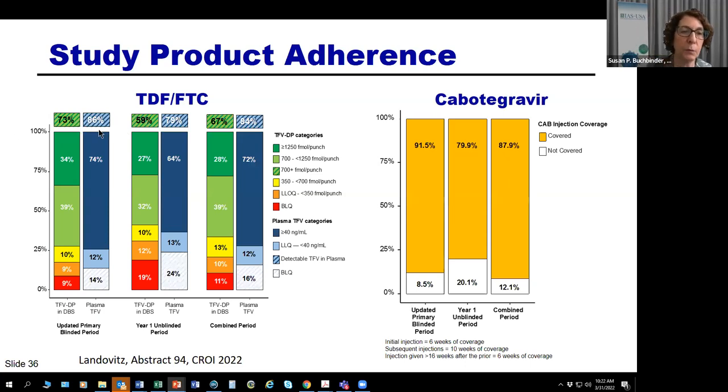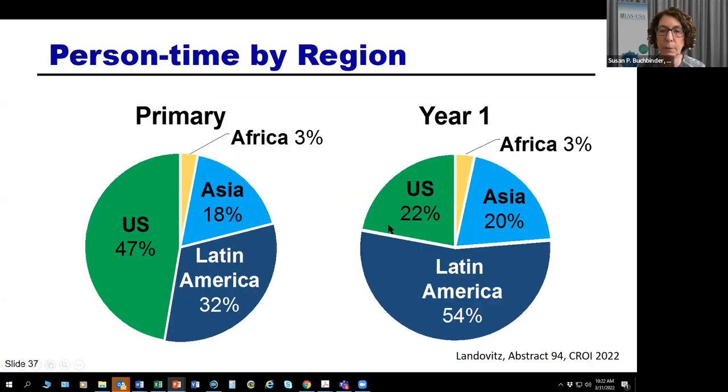And that was also shown if you measured it through plasma levels. And you can also see that in the cabotegravir arm, there was also a reduction in the proportion who were covered, 91% in the blinded period, but only 80% in the unblinded period. So some of the explanation may be because of lower adherence during the unblinded phase.